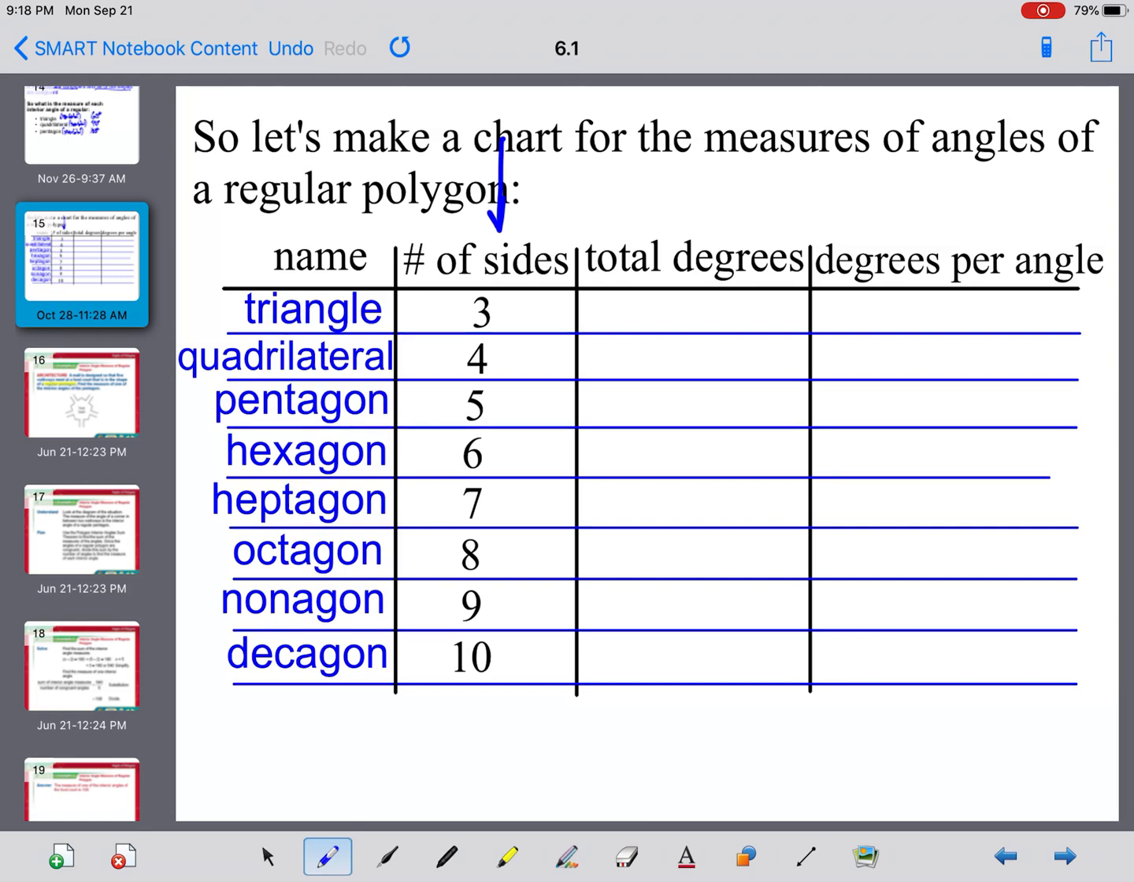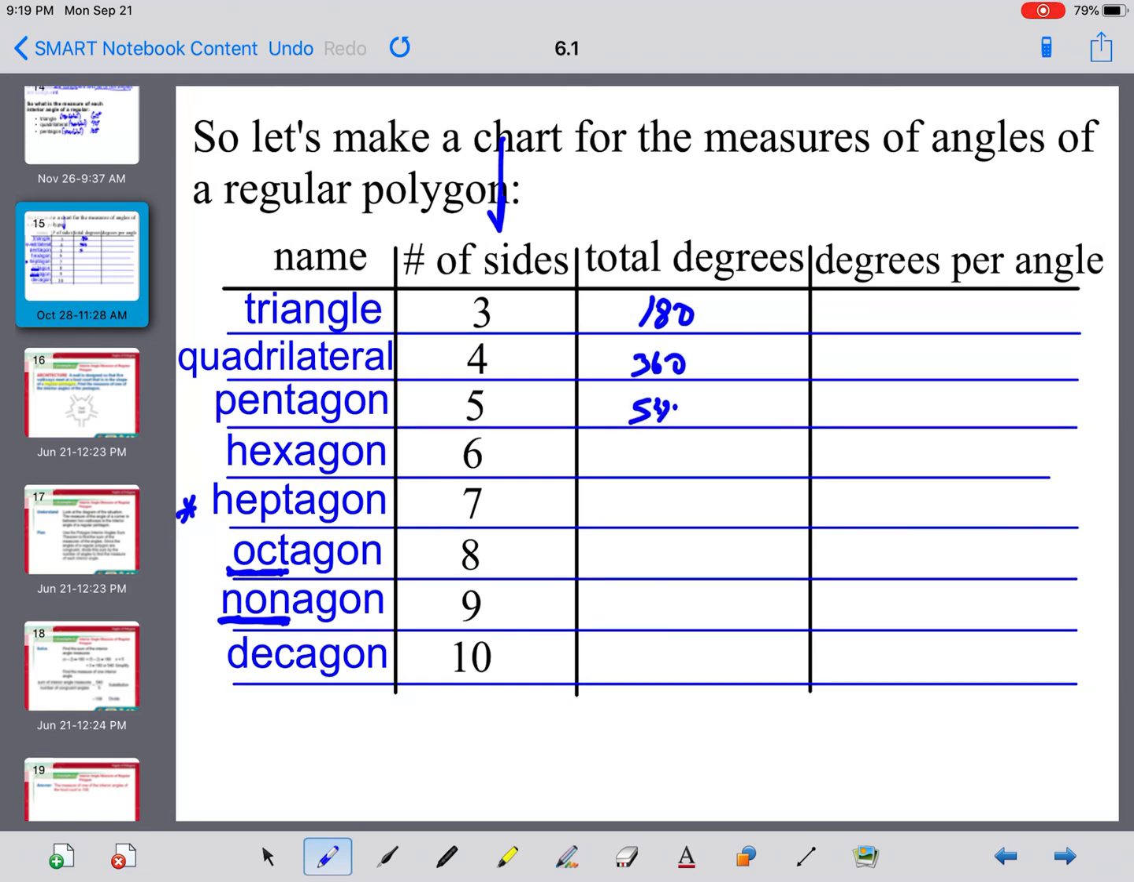I have named them. Hopefully you know the names already. Octagon, like an octopus with 8 legs. It's got 8 sides. A nonagon, 9. The weird one I always think is the heptagon. It's like, what's that? It's 7. I don't know what that is. Heptagon. Okay, whatever.